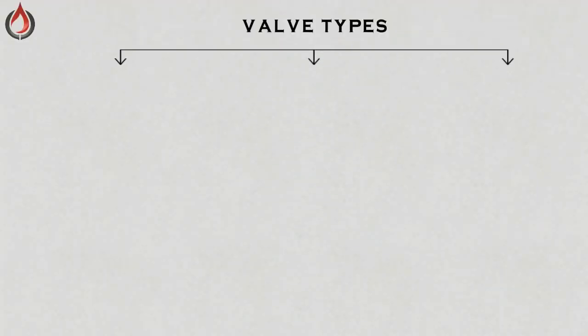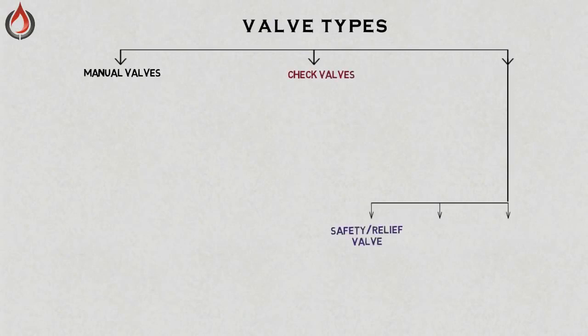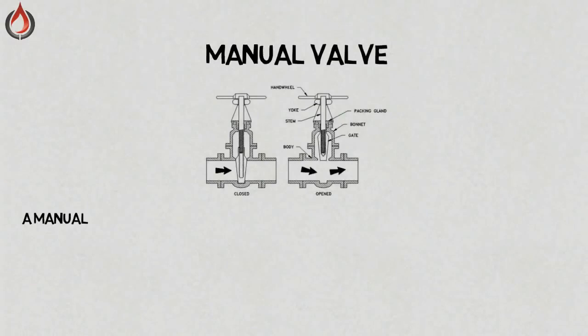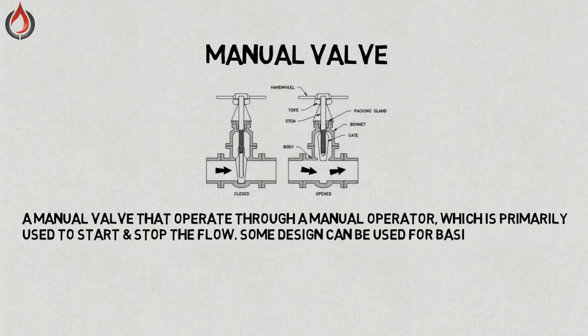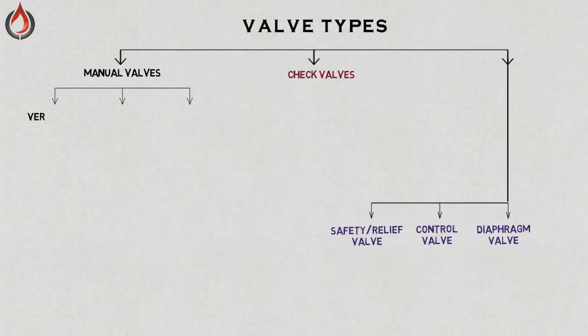There are 5 types of valve according to their function: manual valves, check valves, safety relief valves, control valves, and diaphragm valves. A manual valve operates through a manual operator, which is primarily used to start and stop the flow. Some designs can be used for basic throttling. There are 3 types of manual valves: vertical slide valve, stopper type closure, and rotary type valves.